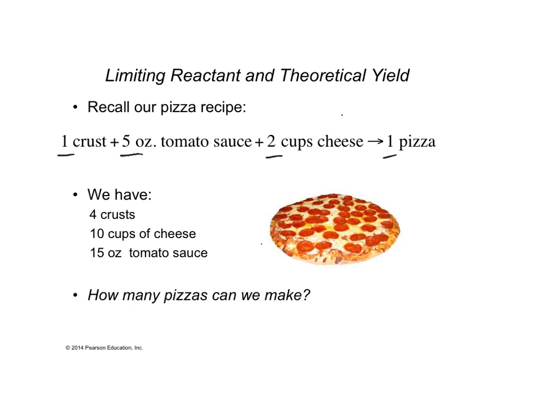Now let's say that we go to the store and buy a bunch of ingredients to make pizza. What we buy is 4 crusts, 10 cups of cheese, and 15 ounces of tomato sauce. The question is, how many pizzas can we make given our starting material for our chemical, or pizza making, reaction? So we'll go through this individually for each of our various ingredients.